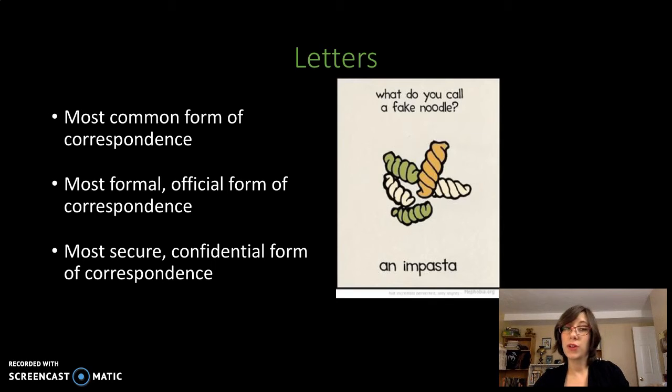They're the most secure and confidential form of correspondence because they're not sent willy-nilly over the web, and they're not distributed in a break room. They're only distributed by the post office, and it's illegal to open someone else's mail. And so you can pretty much guarantee that the person you're sending it to is the person who's going to get it and who's going to read it.